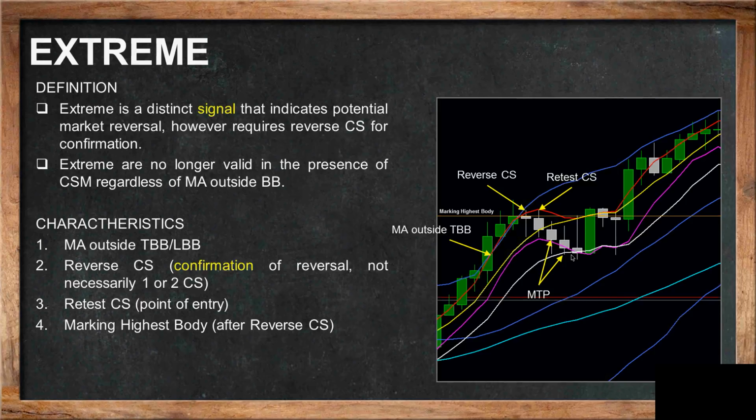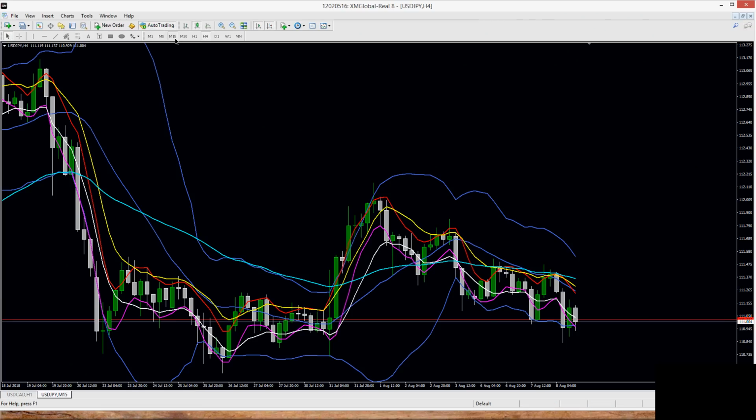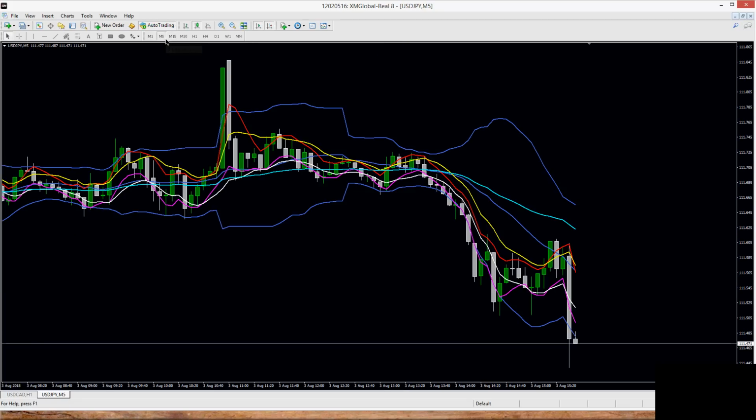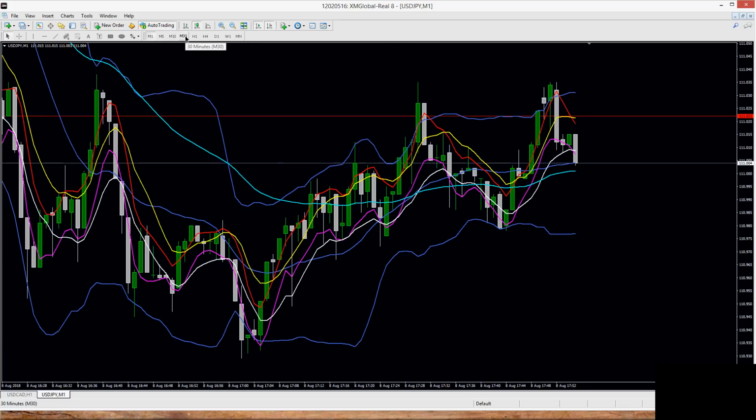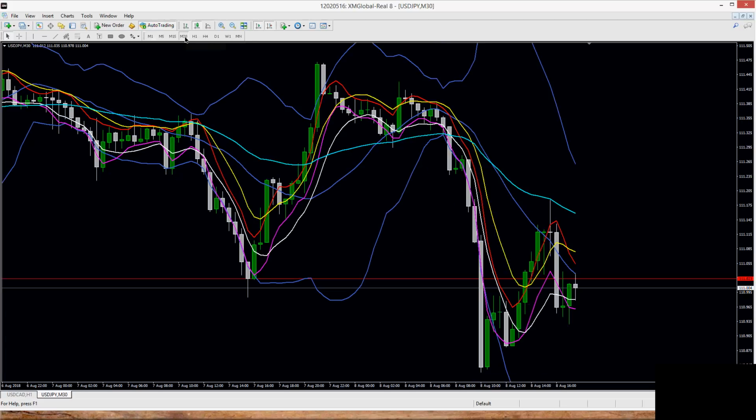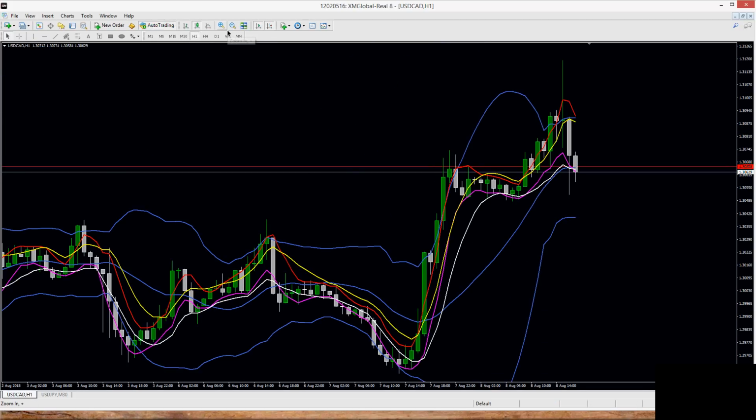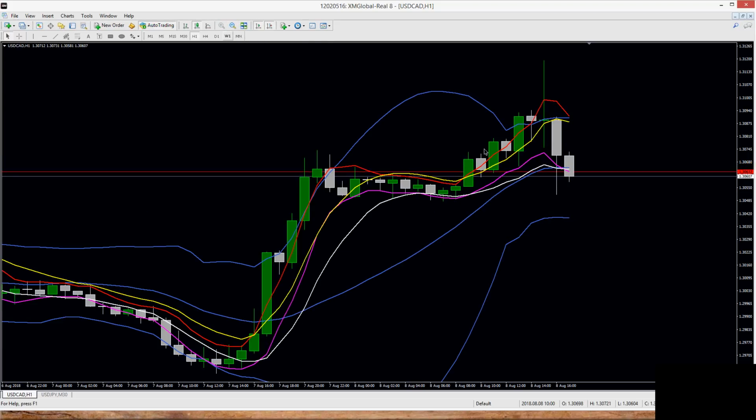Okay, so we need to incorporate the re-entry setup with the extreme setups, the extreme signals in the lower time frame. So we'll talk about this in multi-time frame later on. So let's check the market for any extremes. Okay, let me find an extreme over here. All right. So this is a good example of extreme.